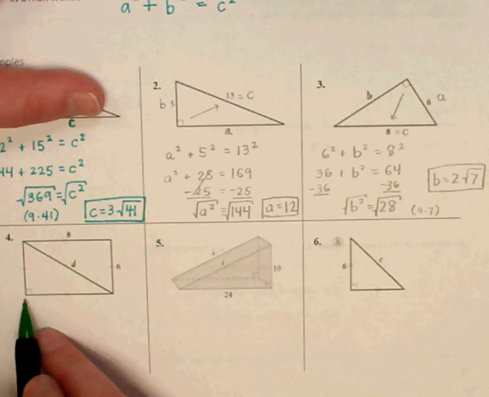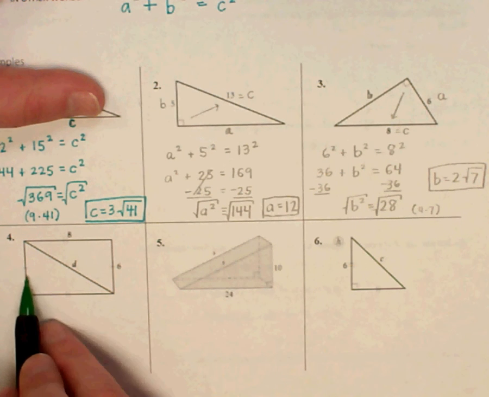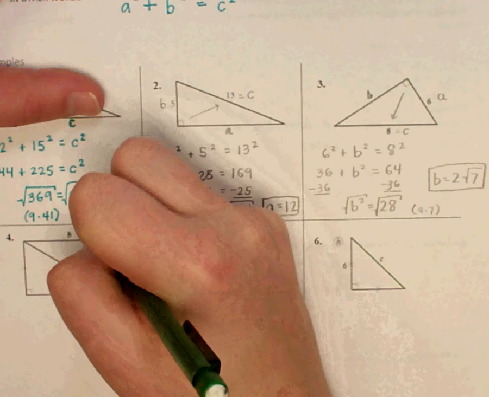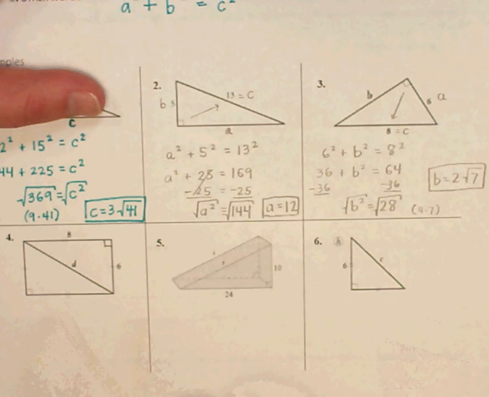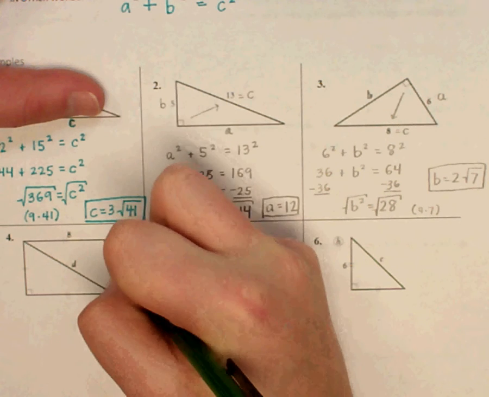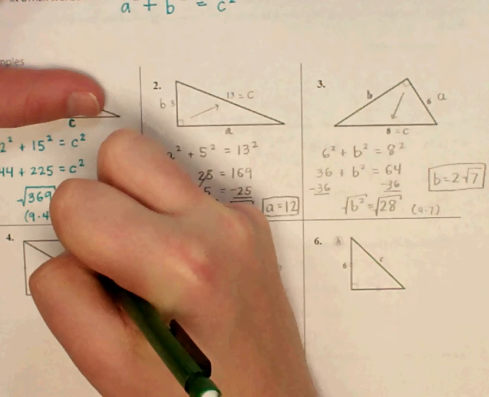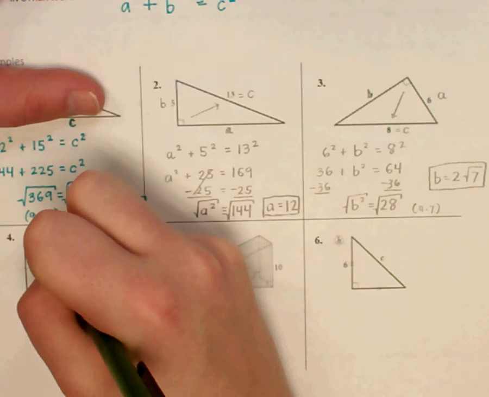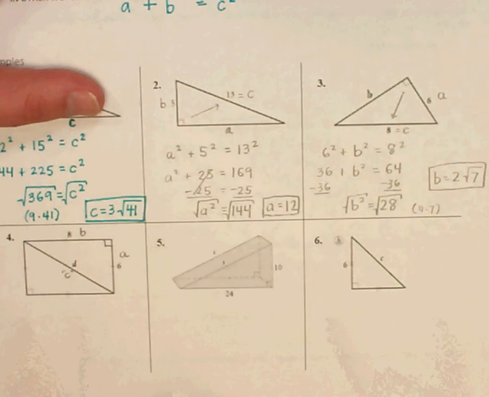Number 4 looks like we've got a rectangle. If we've got a right angle here, some congruent pairs of congruent sides. Okay. So 6 and 8, those are our A and B sides. This is tricky. Our hypotenuse has been labeled with something other than C.